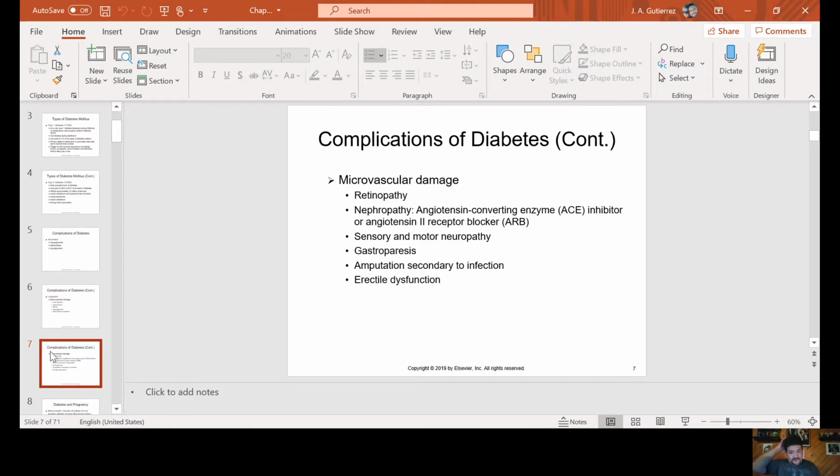Okay, now let's talk about the microvascular damage. And this here, retinopathy. It's very common for diabetic patients, especially type 2, for them to go blind. So let me explain this a little bit more in detail.